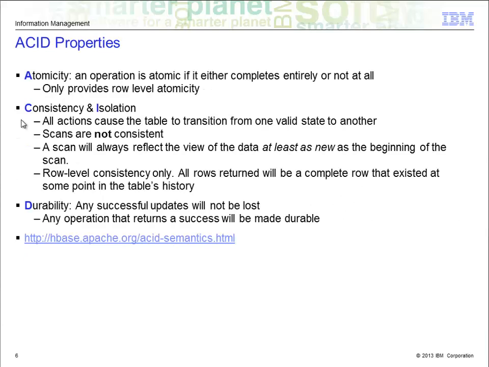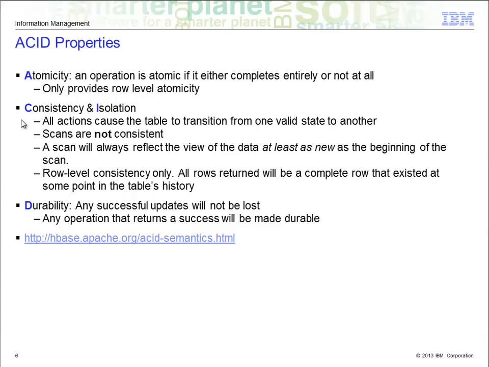ACID properties. HBase is actually considered a non-ACID compliant database, but we'll see here how HBase does adhere to specific properties. The A stands for atomicity, where an operation is considered atomic if it either completes entirely or not at all. HBase, in this case, provides row-level atomicity.